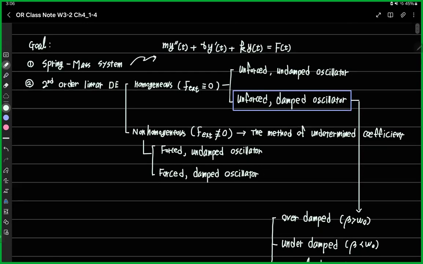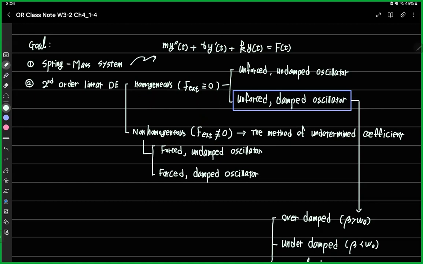So anyway, from the view of mathematics, we can describe the spring mass system as a second order linear ODE. The second order linear ODE can be classified as homogeneous and non-homogeneous. That homogeneous is totally different from the homogeneous we learned in chapter 2. Here, homogeneous means the external force is zero. External force is defined as zero. And non-homogeneous means that the external force is not zero, so some non-zero function.